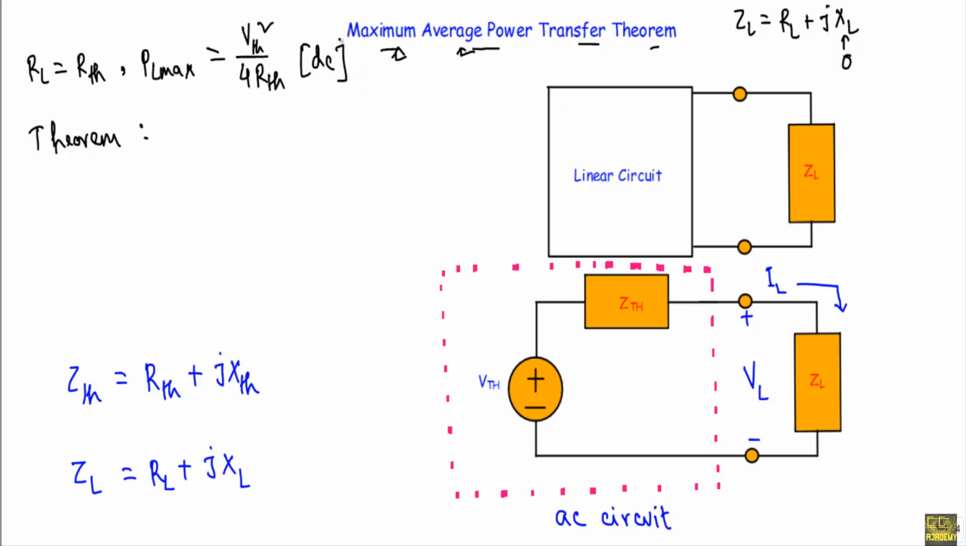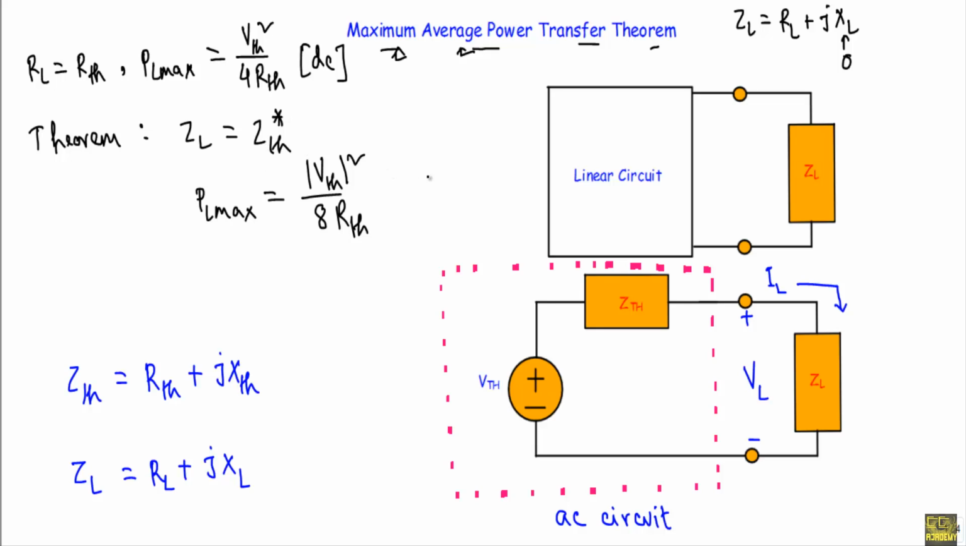We will extend our analysis of maximum power transfer theorem in case of AC circuit, and that will be maximum average power transfer theorem. Maximum average power transfer theorem states that a load impedance ZL receives maximum power from an AC circuit if the value of load impedance ZL is the complex conjugate of the Thevenin impedance of the network, and the value of maximum average power delivered to the load impedance will be equal to magnitude of Thevenin voltage square over 8RTH. Here this RTH is the real part of the complex conjugate of the Thevenin impedance.